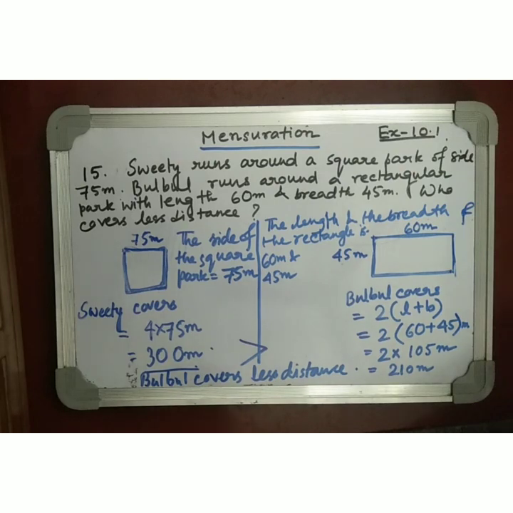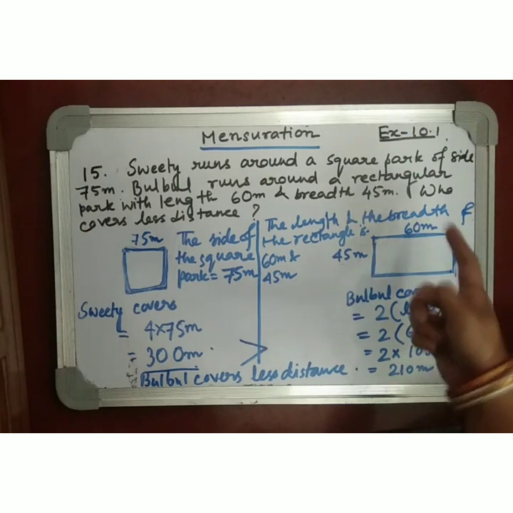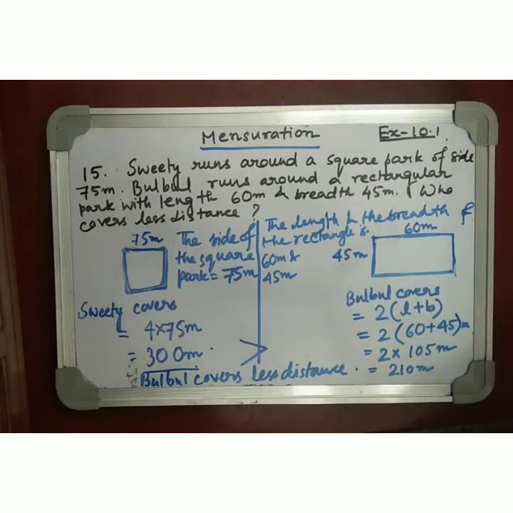Now in the question it is given, who covers less distance? Okay, so you can easily see Bulbul has covered 210 meter, Sweetie has covered 300 meter. So which one is bigger? Obviously Sweetie covers more distance, so Bulbul is covering less distance. Okay, this one was the sum, very easy. Now let's come to the next sum.